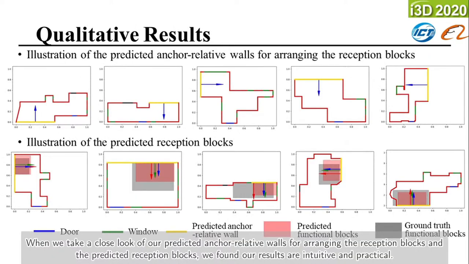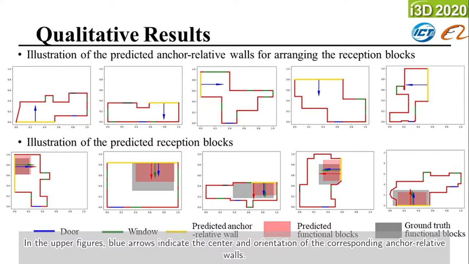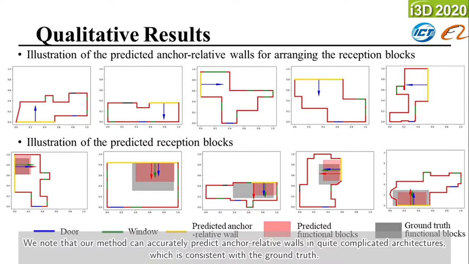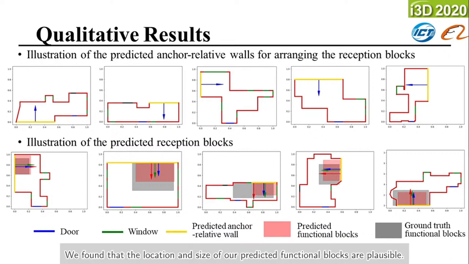When we take a close look at our predicted anchor relative objects for arranging the functional blocks and the predicted functional blocks, we found our results are intuitive and practical. In the upper figures, blue arrows indicate the center and orientation of the corresponding anchor relative objects. We can see that our method can accurately predict anchor relative objects in quite complicated architectures, which is consistent with the ground truth. In the lower figures, the red arrows are pointing to each of the corresponding anchor relative objects. The green arrows and the blue arrows indicate the predicted top two segments to arrange blocks. We found that the location and the size of our predicted functional blocks are plausible.